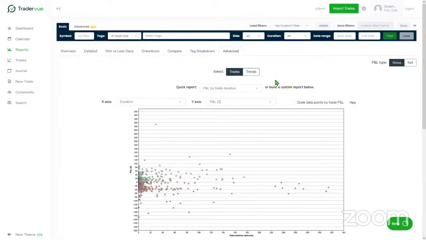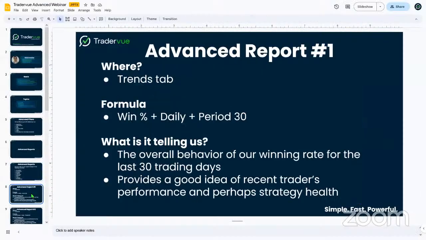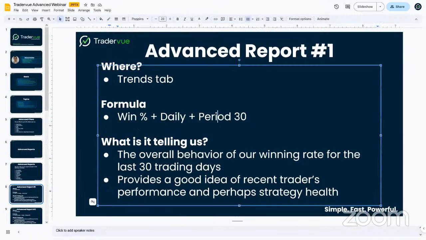And so, yeah, let's start with trends. I have a couple examples I would like to go through. So advanced report number 1, where do we find it? We find it in the trends tab, which is what I just mentioned. We have a formula for that, and this is basically the variables we're going to be using, and I'll show you in a minute.